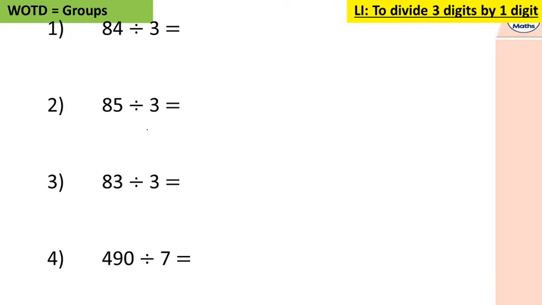Right, so warm-up question: 84 divided by 3, 85 divided by 3, 83 divided by 3, and 490 divided by 7. So pause the video, have a go at those, and then check back in to see if you got the right answers.